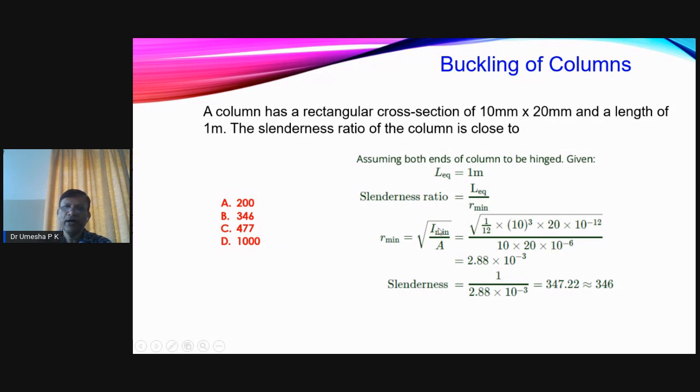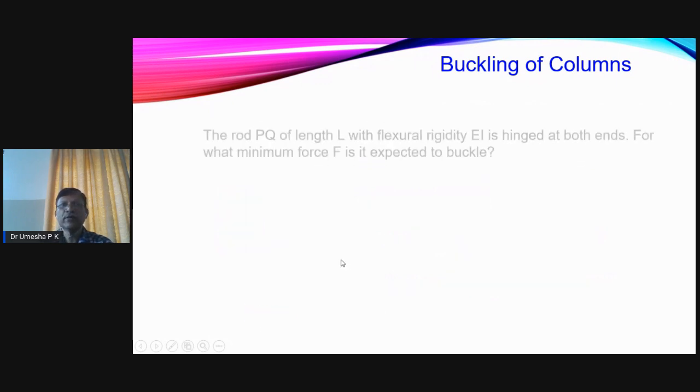r minimum is equal to square root of I minimum divided by A. So you take the minimum moment of inertia that you have to divide by A. So slenderness ratio you can calculate. So 346 is the correct answer. So we'll take another example.